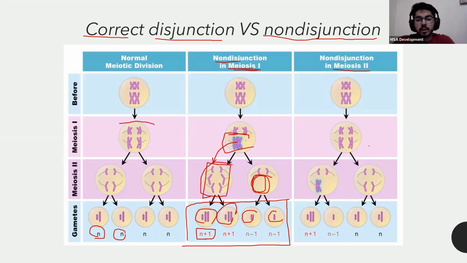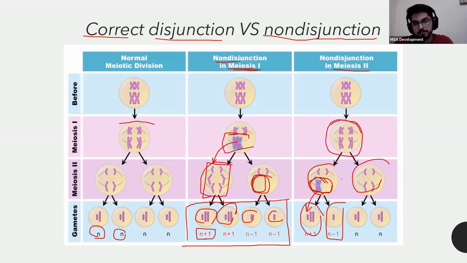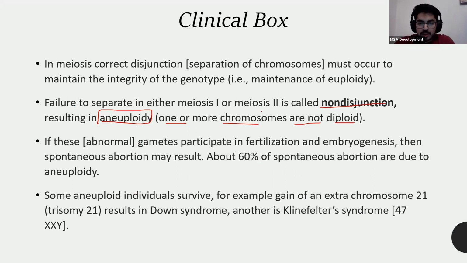What about in meiosis 2? In meiosis 2, meiosis 1 happened normally, and all the cells now have an equal amount, but this time, instead of sister chromatids separating correctly during meiosis 2, they both go to the same cell. So now we have a cell with an extra copy, while we have another cell with a missing copy. You don't really have to worry about these numbers, the number of aneuploid cells or abnormal cells. But what you have to know is that when there is non-disjunction, either in meiosis 1 or in meiosis 2, this is going to result in aneuploidy.